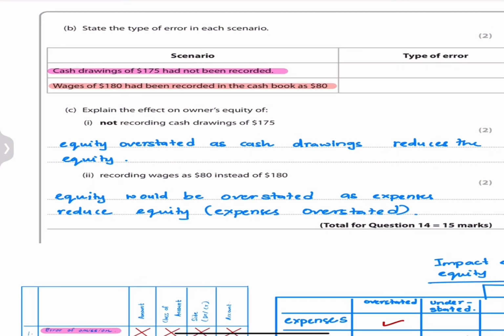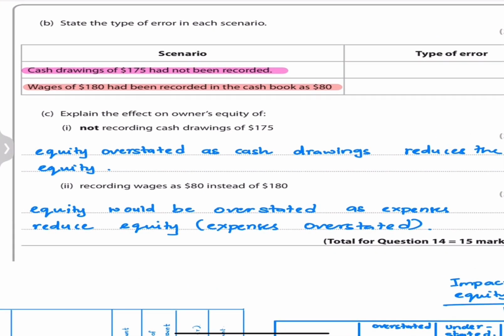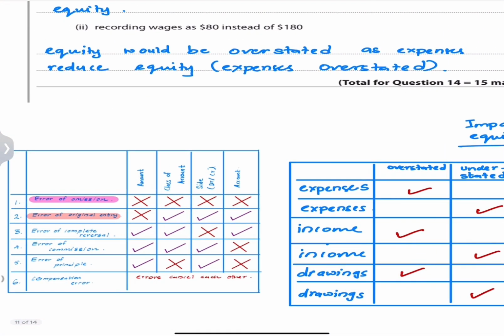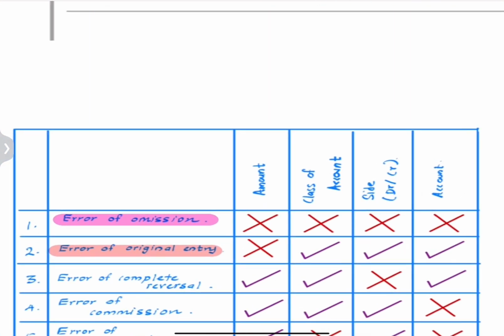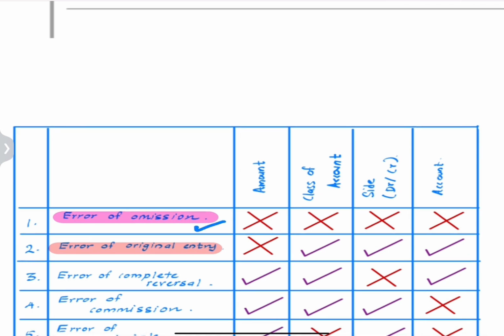State the type of error in each scenario. Cash drawings of 175 had not been recorded. So let's identify the type of error. I've given you the errors that do not affect the trial balance. As you can see here, it is the first type of error where they failed to enter it in accounts, therefore error of omission.